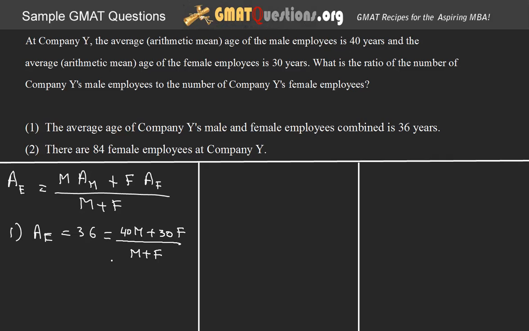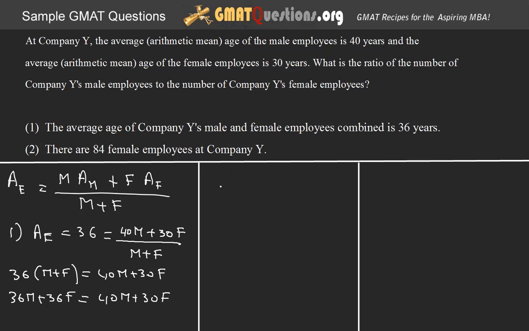So what you do is a cross multiplication here. 36 times (m plus f) is equal to 40m plus 30f. Now let's expand this to 36m plus 36f, and this equals 40m plus 30f. The next thing is to isolate m on one side and f on the other side. So what I'm going to do here is move the 36m to the other side and the 30f to the left side, so I deal only with positive numbers.